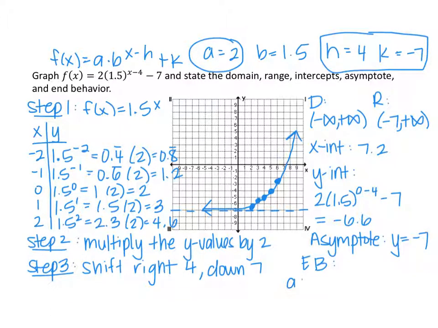So the end behavior as x approaches positive infinity, that means as you go to the right, the function's going up. So f of x approaches positive infinity. It's going up on the right. And on the left side, which we write as x approaches negative infinity, the function on the left is getting closer and closer to the asymptote negative 7. So there's all our characteristics.